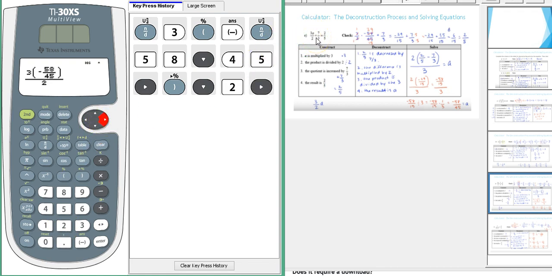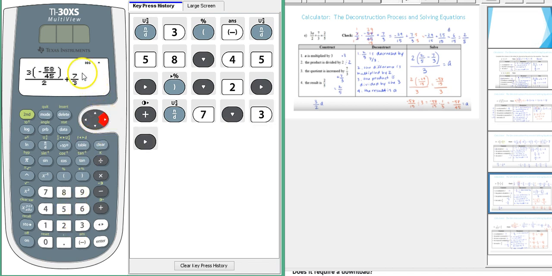Now we want to add 7/3, so plus fraction 7 over 3. Move out of the fraction. I'm going to hit enter. If our solution is correct, we should get 2/5, and we do.